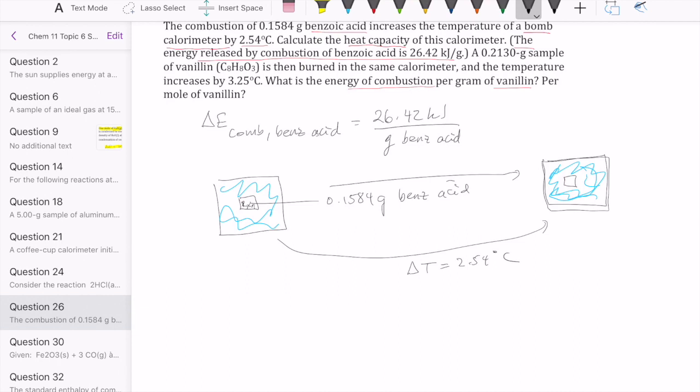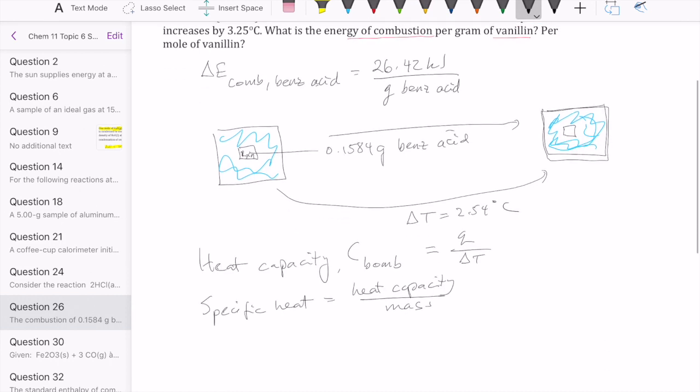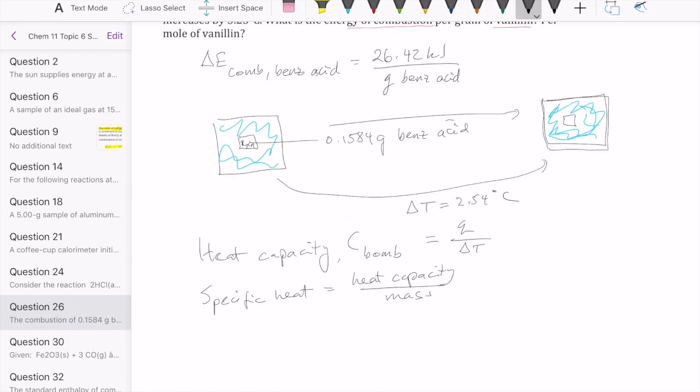So how do you get the heat capacity of the bomb? This is an important part: heat capacity is not specific heat. Specific heat is heat capacity divided by mass. It's very important to remember that heat capacity on its own, since we're talking about the bomb's heat capacity, we would call it C bomb, is just Q over delta T, heat divided by temperature change. So what we need to figure out is how much heat is released by this reaction, and divide that by the temperature change.